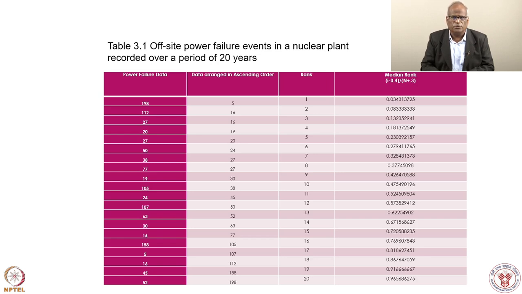Now, if I have to give a median ranking for this particular situation, I have a very well standard ranking system, where (i minus 0.3) divided by (n plus 0.4) will give me the median rank.